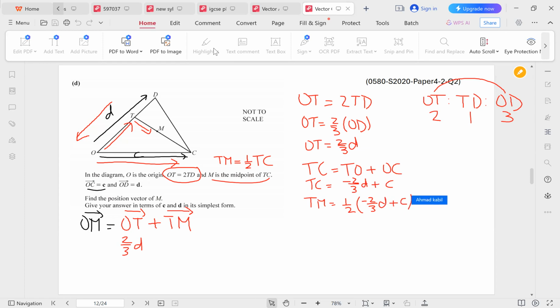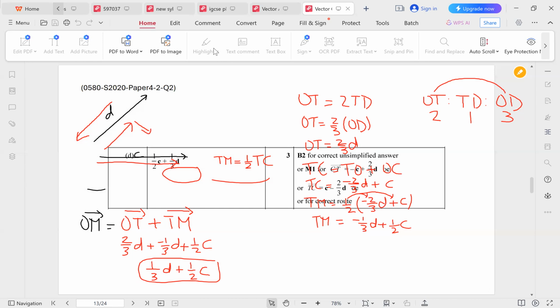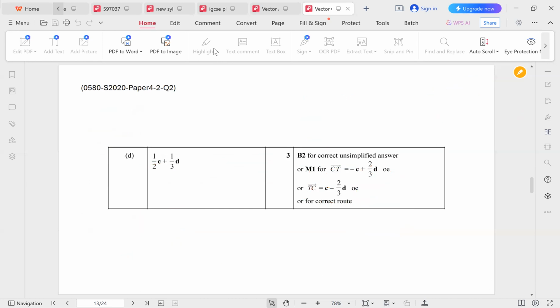And that would be -1/3D. I'm distributing the half over the vector. So -1/3D plus half C. This is the value of TM. We add it into the equation. So we get plus -1/3D plus half C. And after simplifying, we get 1/3D plus half C. And this would be our final answer. Half C and 1/3D is the correct answer here.